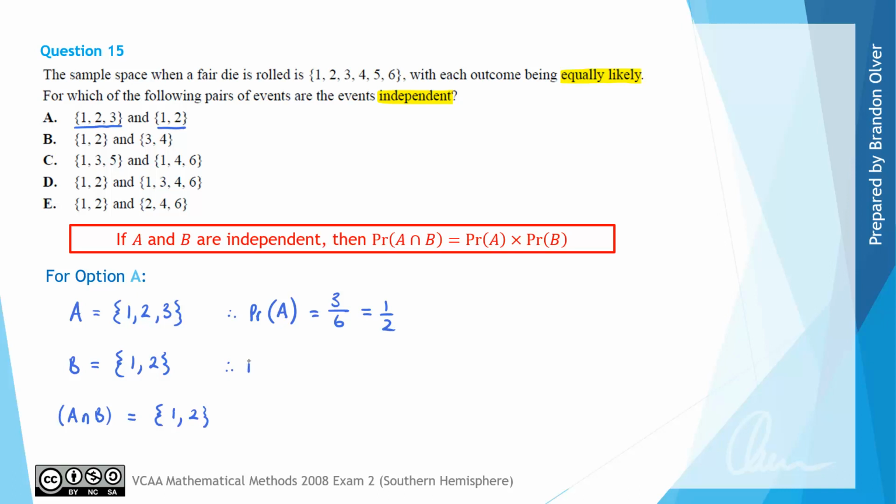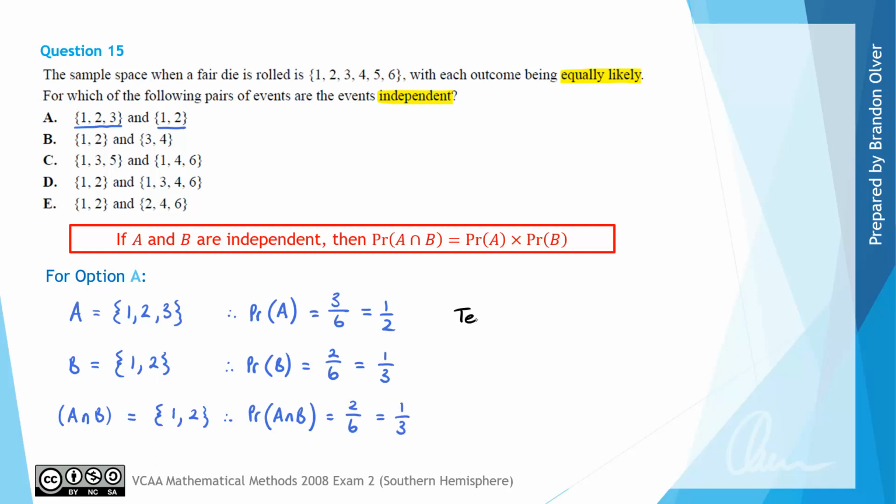For B, we would find the probability of B is 2 outcomes out of total of 6. So that is 1/3. And without using this formula initially, we can just see that A intersecting B has 2 events. So the probability of A intersecting B is equal to 2 out of 6, which also gives 1/3.